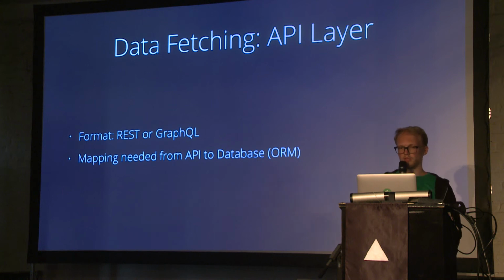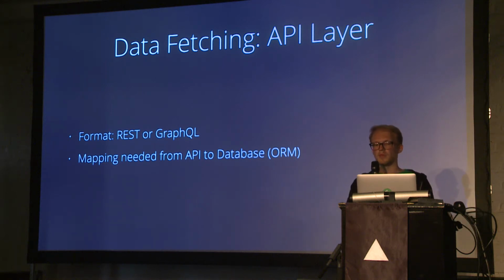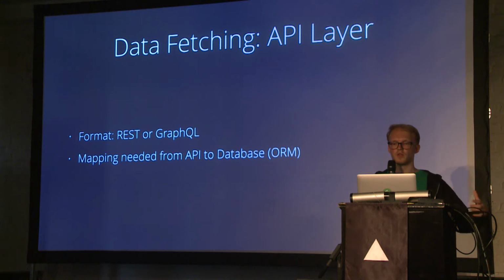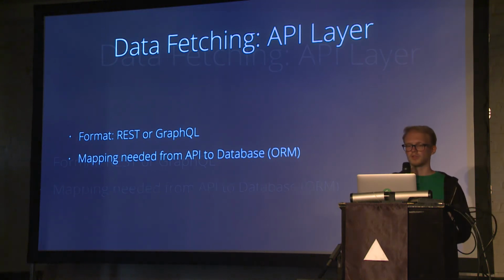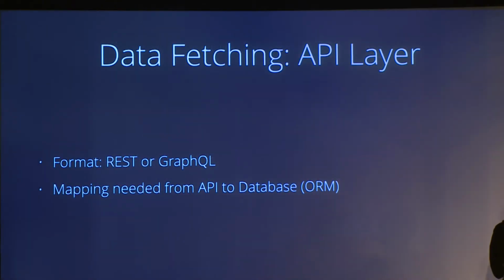Another way would be that you build an API layer. So you basically proxy the access to your database. You implement this mapping from your database to your API, for example, using an ORM. And you would either build that as a REST API or a GraphQL API. And today we want to look into how we can do that using GraphQL.